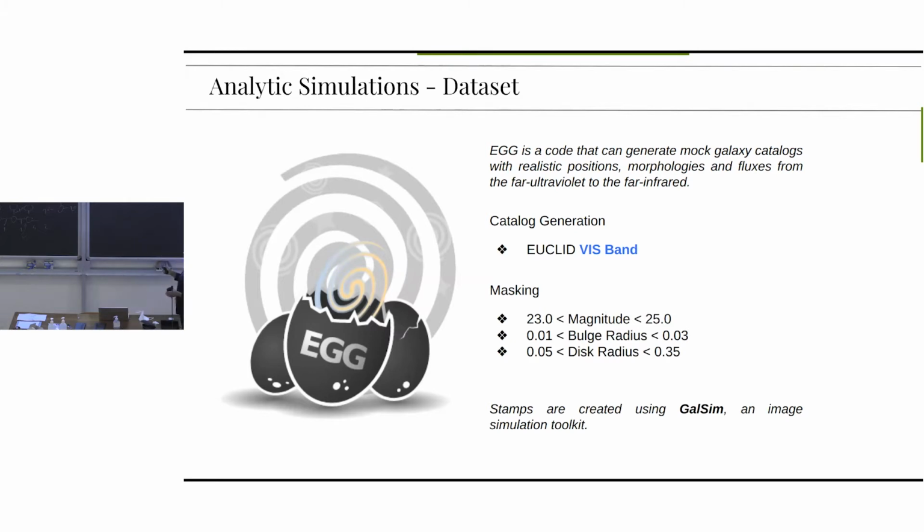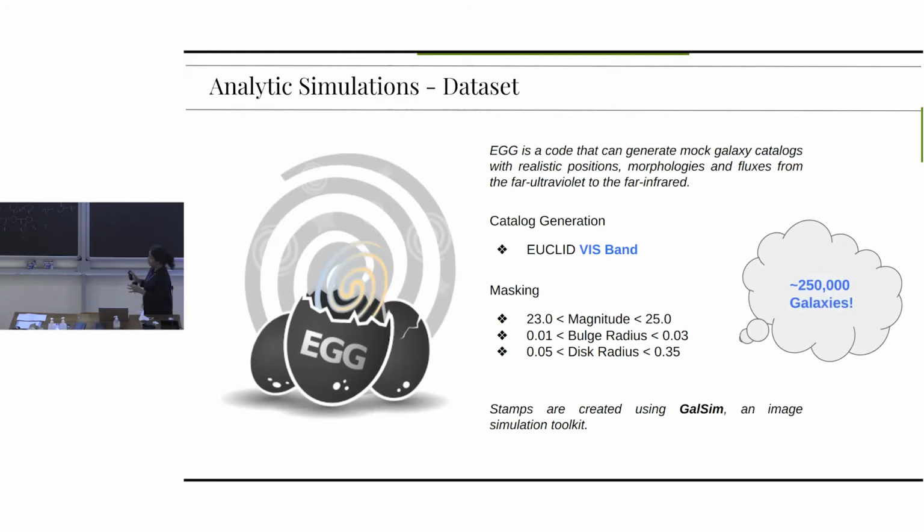The stamps are created using Galsim, which is an image simulation toolkit. It takes the parameters that you got from the mock galaxy catalogs and gives you an image of a galaxy that follows those parameters. These were about 250,000 galaxies, and we subsampled from that and ran our algorithms.